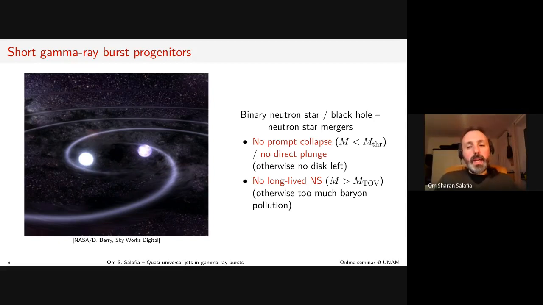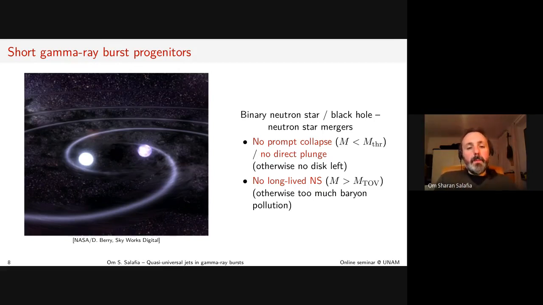But in any case, for a viable central engine to form, so to have a compact object with an accretion disk, you need this kind of system not to undergo prompt collapse or direct plunge. So if there are 2 neutron stars, the total mass of the system must not be above the threshold mass for the direct collapse of the system to a black hole. Otherwise, you would have a black hole remnant, but not an accretion disk around the remnant.